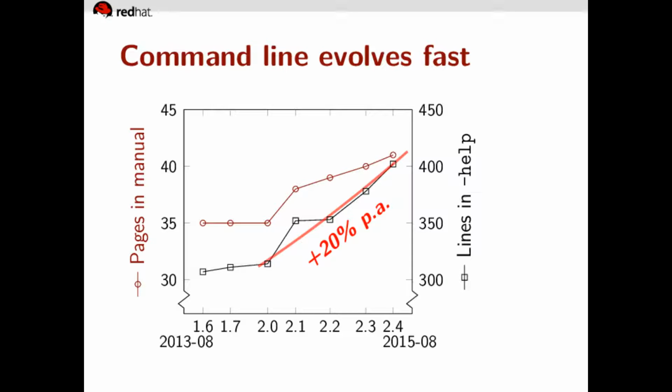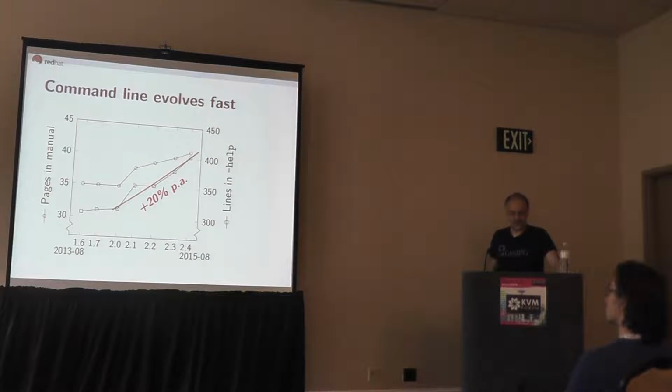Let's see how the command line has evolved over the past 2 years. The red line with the round marks, that's the number of pages in the manual. The black line with the square marks, that's the number of lines in dash help. As you can see, the latter has been growing by about 20% year over year. The manual has been growing a bit more slowly, but that's probably not a good sign.